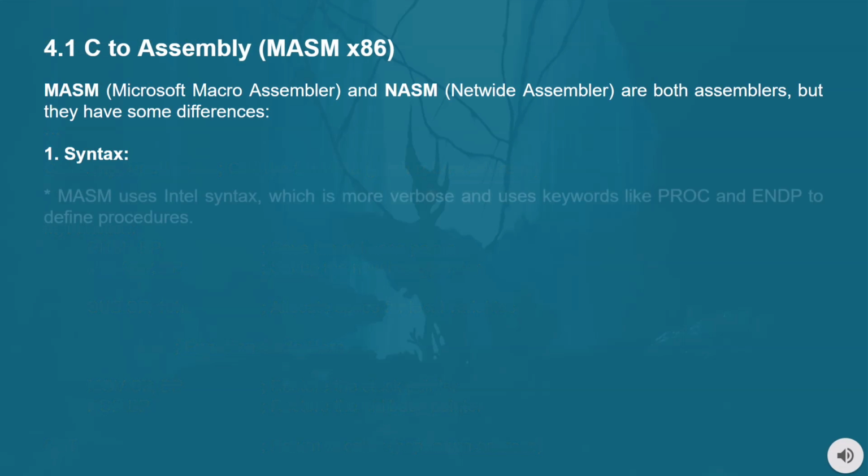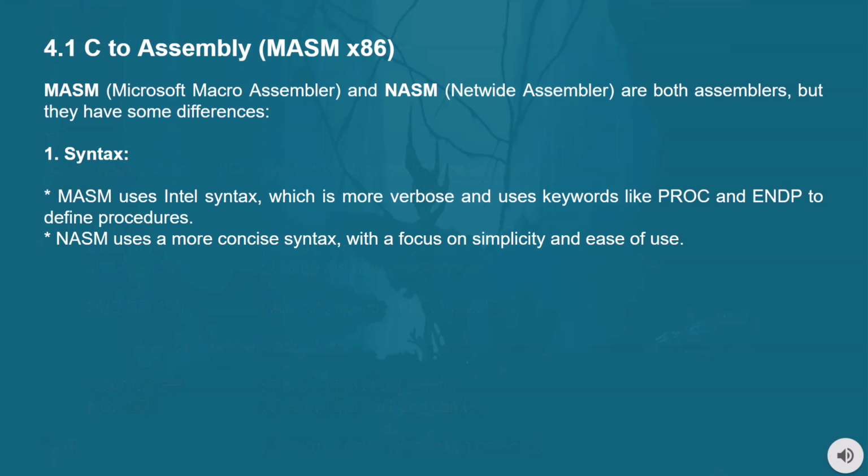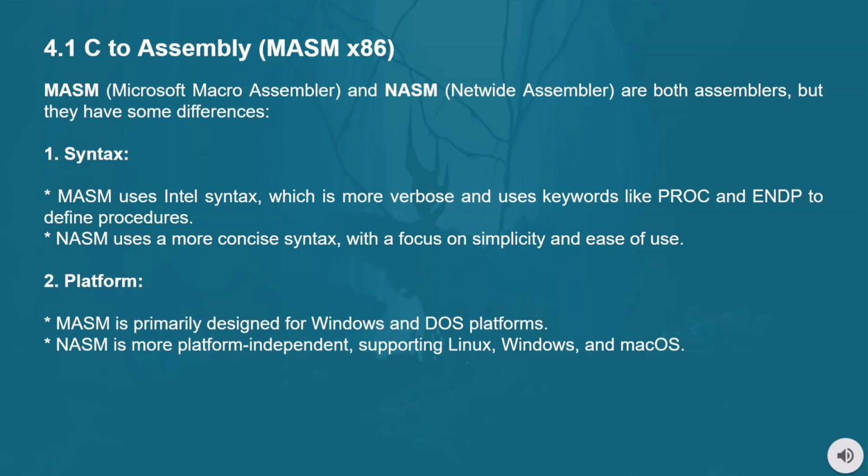MASM and NASM are two assemblers with differences in syntax, MASM's Intel syntax versus NASM's concise syntax, platform support, MASM for Windows, DOS, NASM for multiple platforms, and macro capabilities, MASM's more powerful built-in macros.